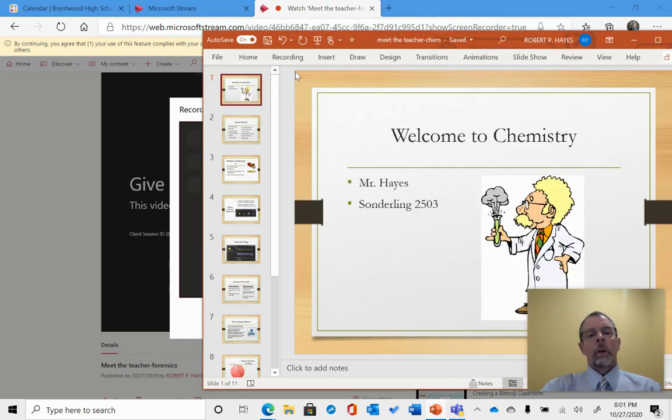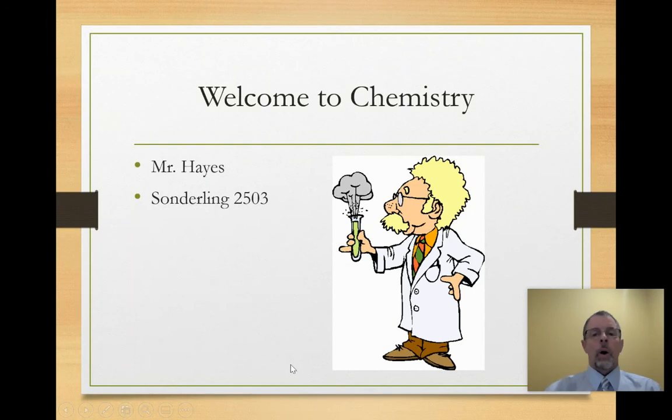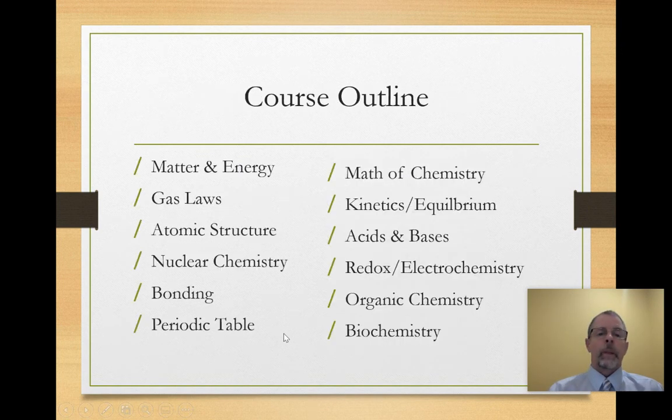In this, I'll talk about the class and what the class is about. So we're in chemistry. So I'm the chemistry teacher. My name is Mr. Hayes. And when we're meeting in person, I am in Sonderling 2503. This is an outline of the course. So this is just a handful of the topics that we'll be covering this year for students to learn. And of course, remember this class has a Regents at the end of the year.